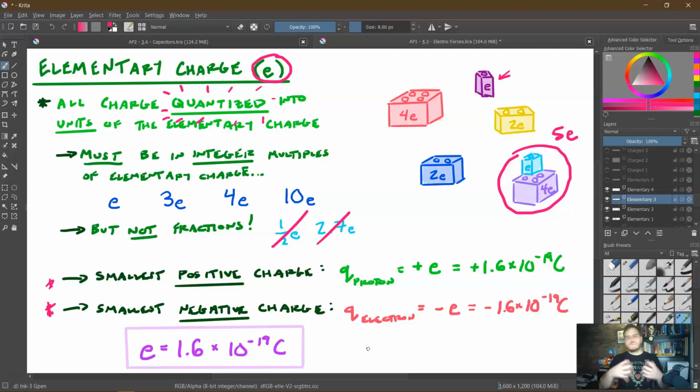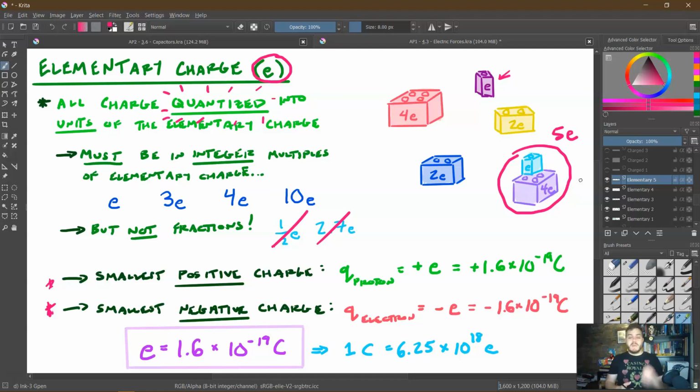What would be the next smallest negative charge it could have? Well, that would be 2 electrons. But that would be 2 times the elementary charge, which would be negative 3.2 times 10 to the negative 19 coulombs. The next one would be 3 electrons, so negative 4.8 times 10 to the negative 19 coulombs, etc. You're not going to have something in between, so we're not going to have 2.4. You're not going to have 0.4. You're not going to have 3.6. They're always going to be in these very set specific pieces.